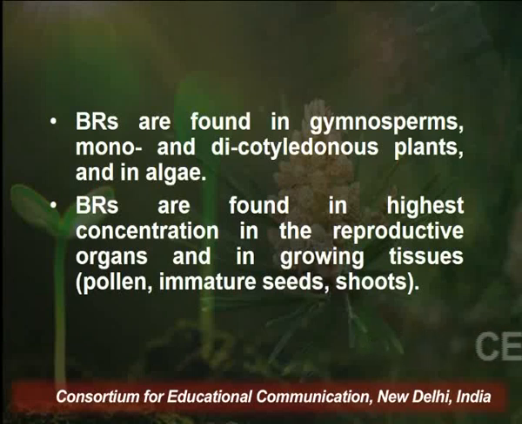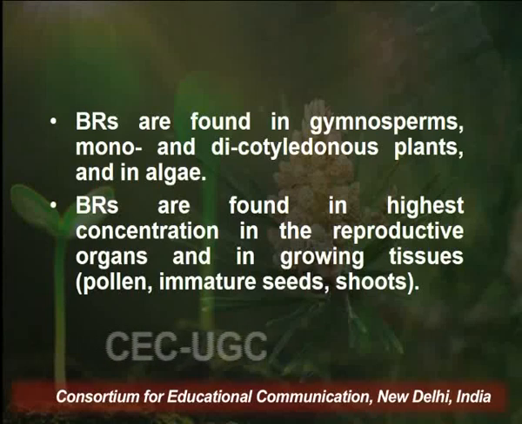Now these brassinosteroids are found in gymnosperms, and in mono- and dicotyledonous plants, and they are also found in algae. The highest concentration of brassinosteroids is normally found in the reproductive organs and the growing tissues. These reproductive organs can be pollen, and the growing tissues can be mature seeds or the shoots. Now we move on to the biosynthesis of brassinosteroids.